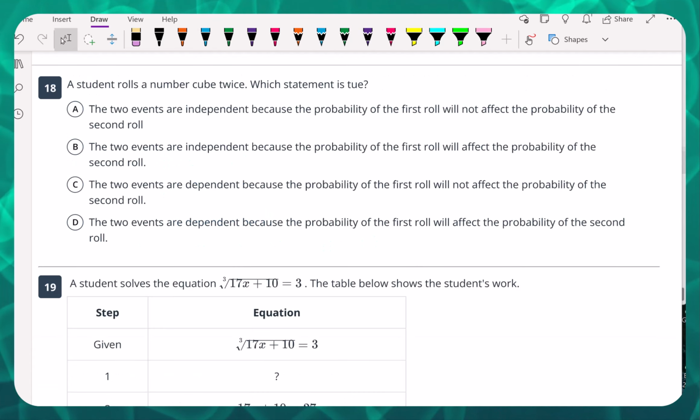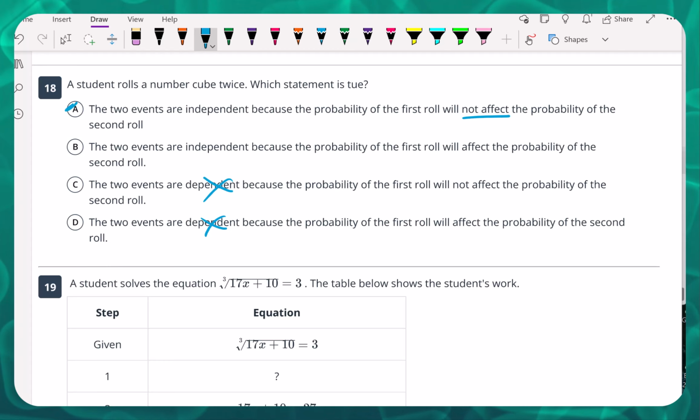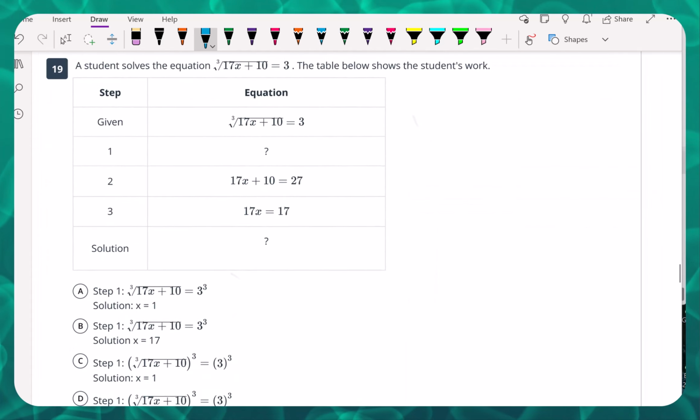Okay, question on independence versus dependability. It says a student rolls a number cube twice. Rolling a number cube once and then rolling it again has literally no effect on the other. So that means that they are definitely going to be independent. So these are out. This one says because the first will not affect. This is correct. It will not affect it. The second one makes no sense. It says they're independent because they will affect. Nope. All right, next question.